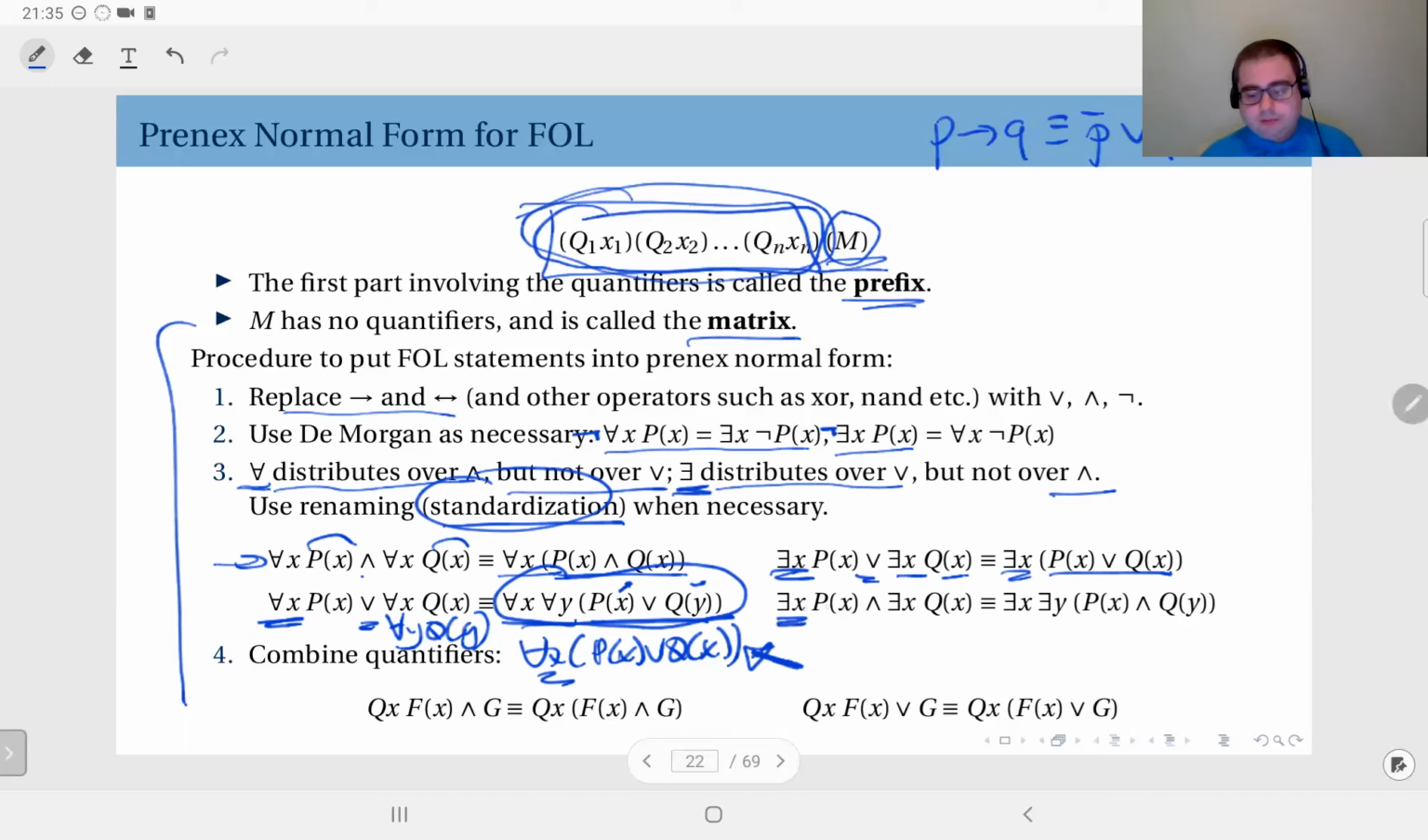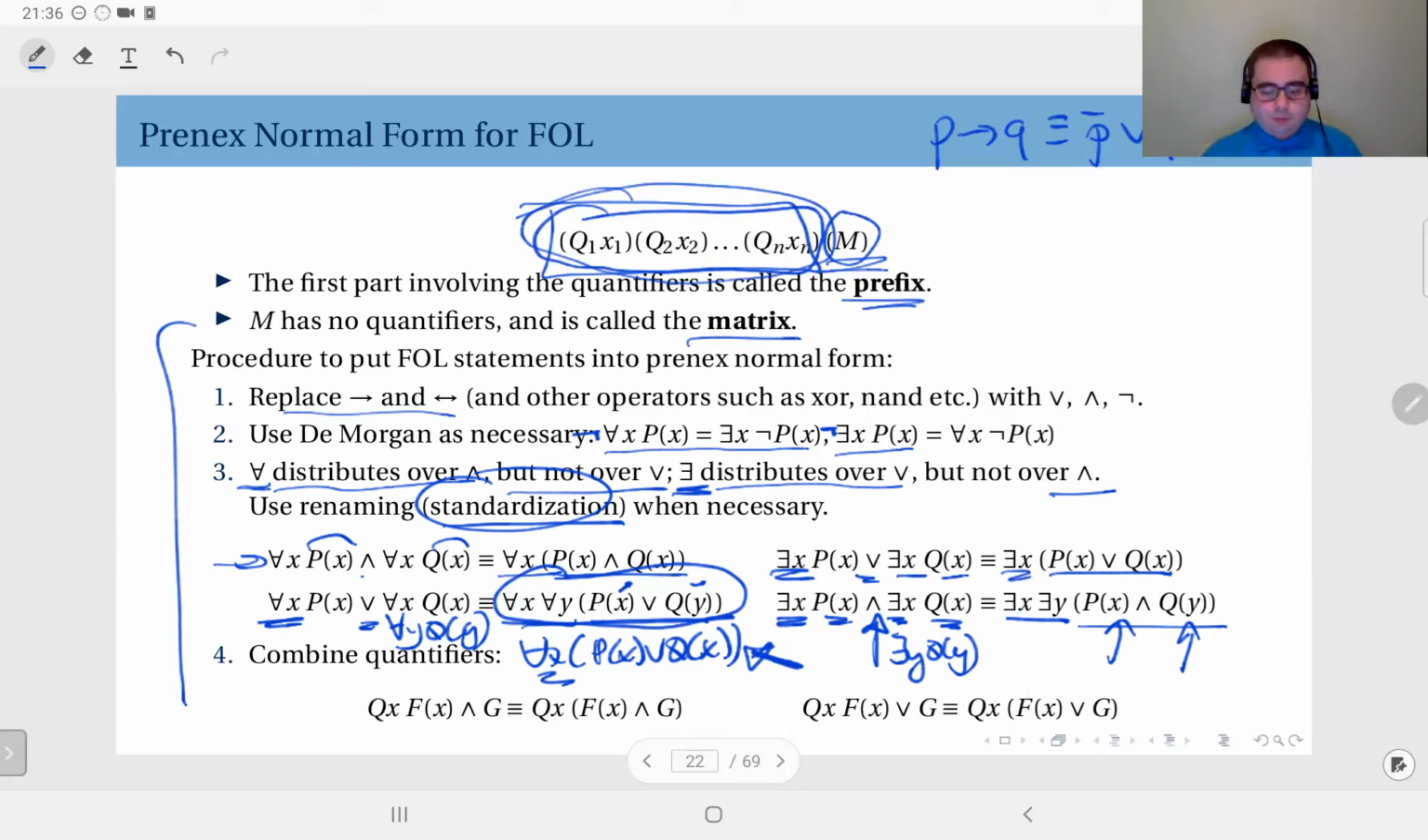Similarly, there exists an x p of x and there exists an x q of x. Here, since you have an existential quantifier along with the AND operator, you have to do standardization and change one of the variables. And therefore, you have there exists an x p of x and there exists y q of y, and write there exists an x, there exists a y, p of x and q of y. Here again, x and y can take different separate values.